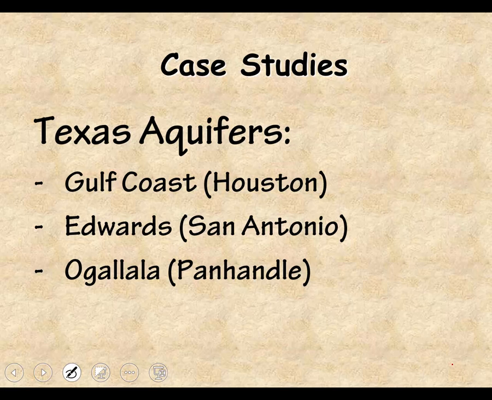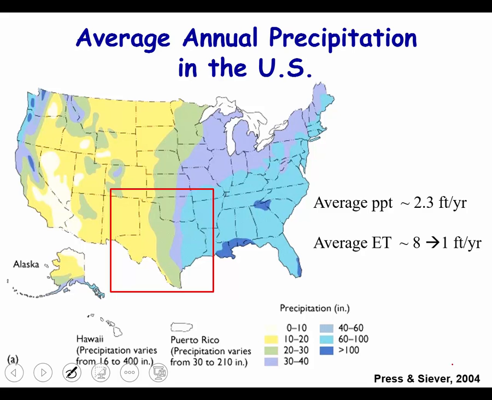Now I'm going to focus on three case studies with respect to Texas: the Houston area, the San Antonio area, and the Panhandle. Let's look at the Houston area first. But before we do, let's look at Texas and see where these aquifers are.